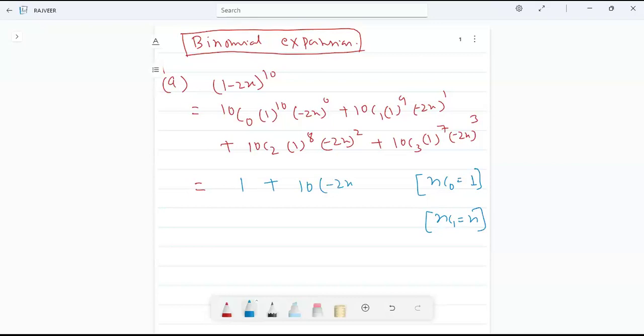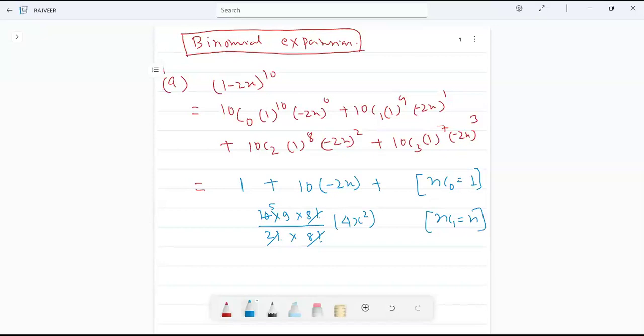Okay, and plus 10C2. 10C2 is 10 into 9 into factorial 8 divided by factorial 2 into factorial of 10 minus 2. 10 minus 2 factorial is 8 factorial. So this will be cancelled out and here it is 5. And negative 2x to the power 2 will become 4x square. Do you understand, Rajvi?